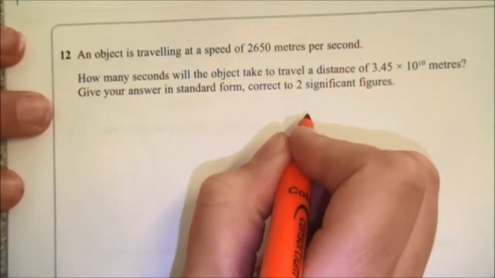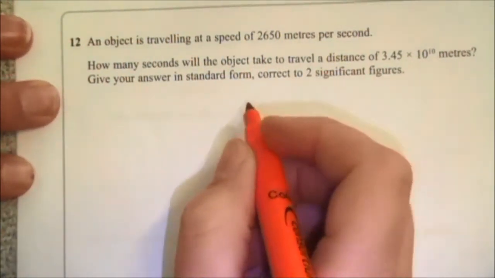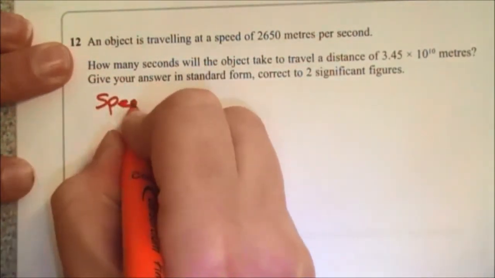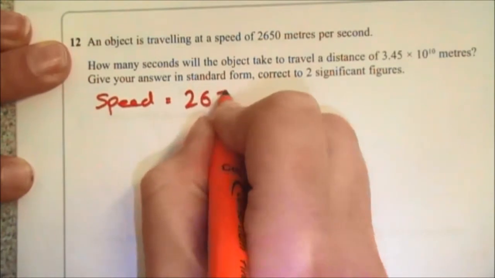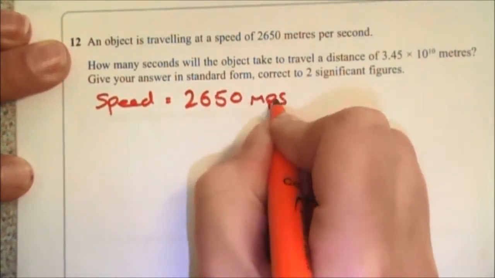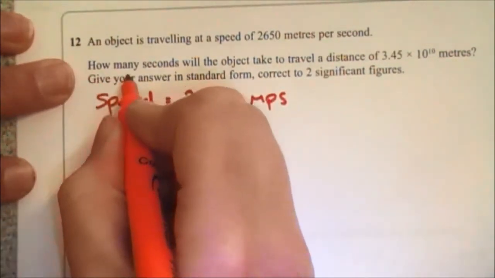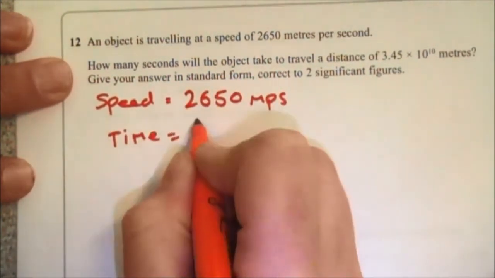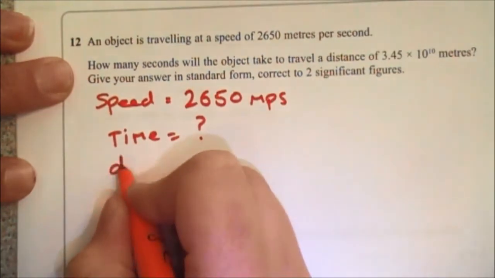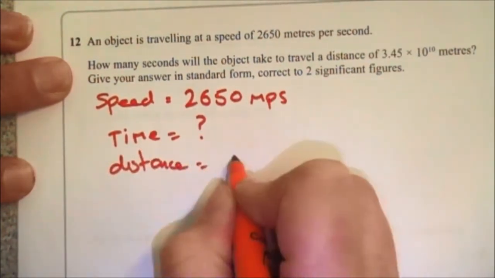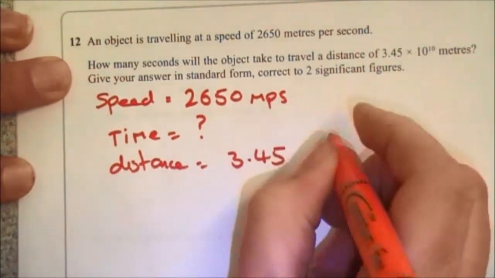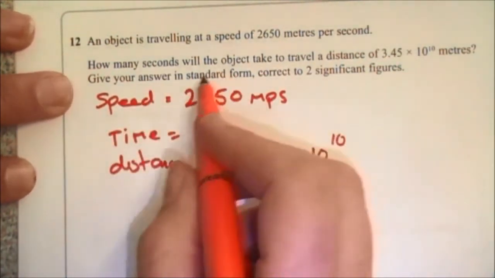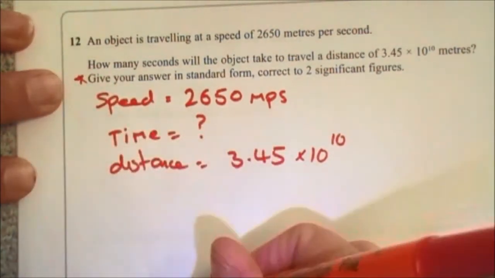Lots of information here, and they're very specific about how they want the answer to look. So what have we been given? An object is travelling at a speed. So first thing I'm going to do is write my speed out, which is 2650 meters per second. How many seconds will the object take? So time is what they want to know, and they've given me the distance, which is 3.45 times 10 to the power of 10. Give your answer in standard form, so I'll deal with that at the end.